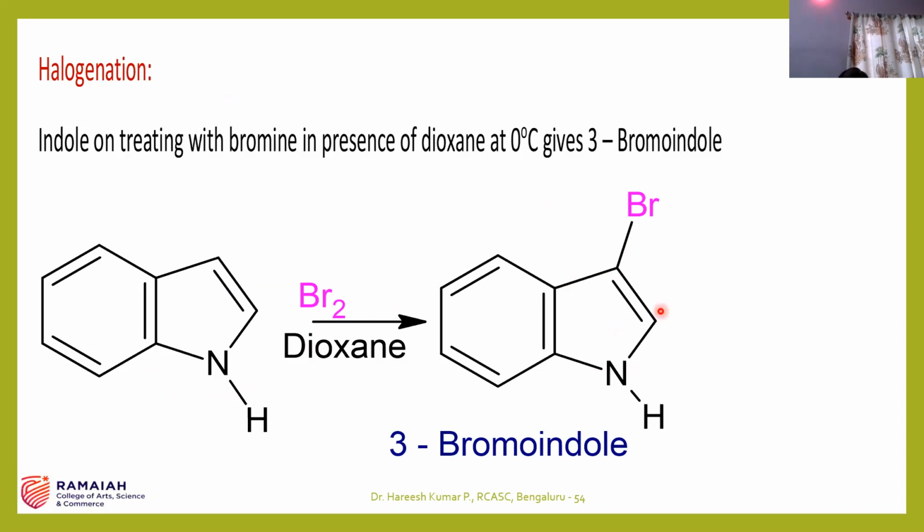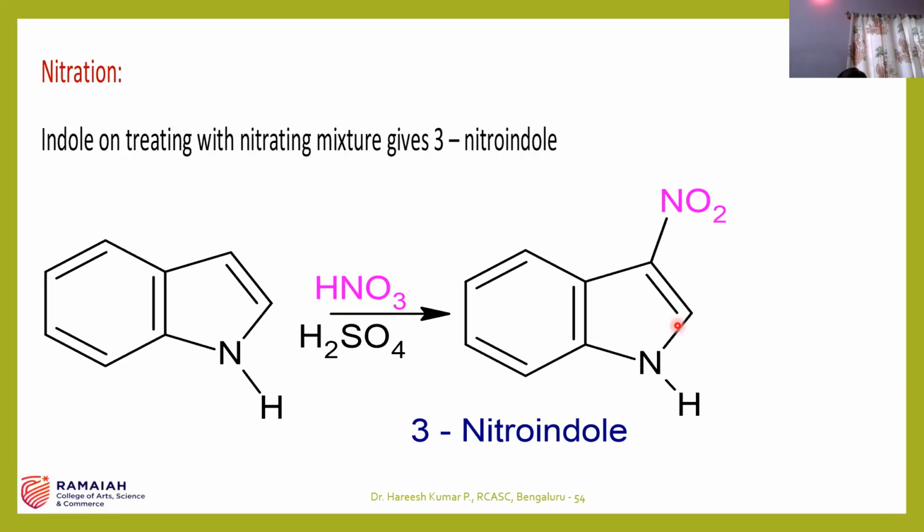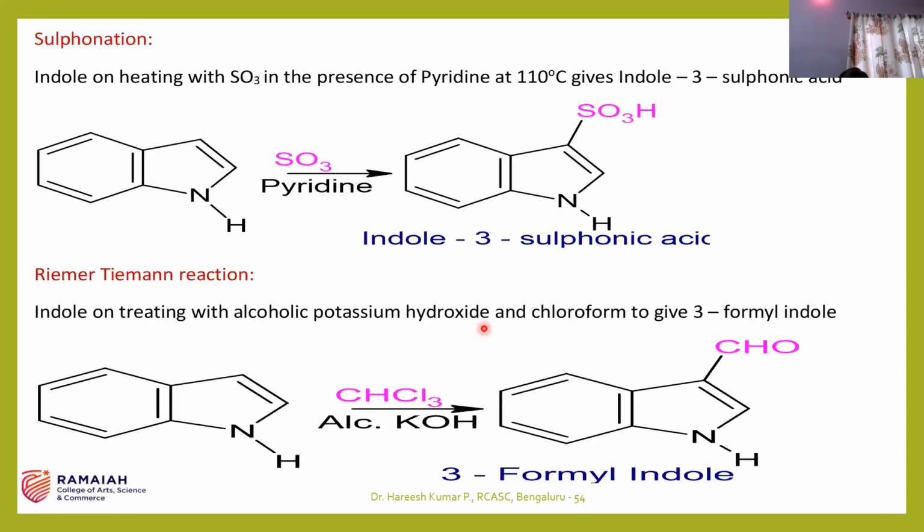Bromination or nitration or sulfonation, third position in the 5-membered ring. This is nitration, third position in the ring. Sulfonation, third position in the 5-membered ring. So this is again a Vilsmeier-Haack. No, this is not the Vilsmeier-Haack reaction.